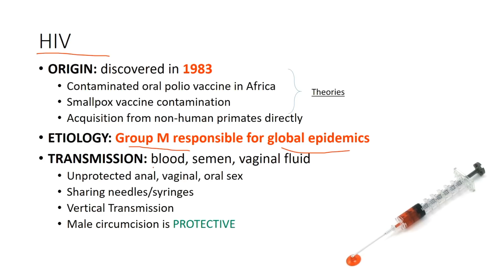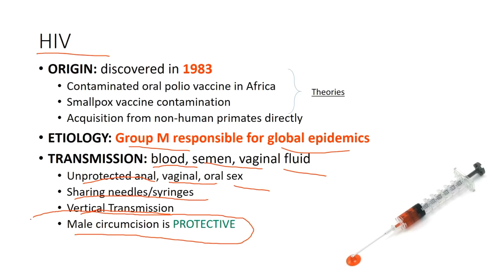So transmission, how do you get HIV? You can get it from blood, semen, vaginal fluid, so unprotected anal, vaginal, or oral sex, and through sharing needles and syringes. Vertical transmission through the placenta. Male circumcision is protective against this, as it is for many carcinomas, such as those involving papillomavirus as well. And I just put a little syringe down here. It's a little Lego syringe. I wish I had one of those when I was a kid.